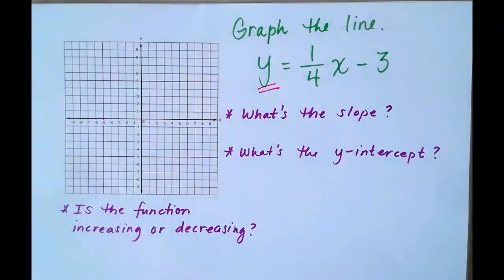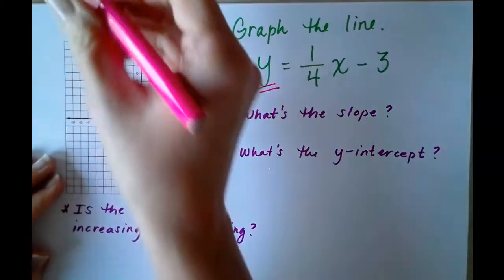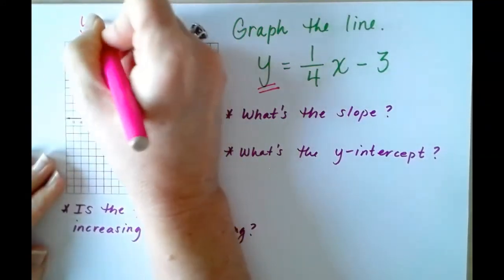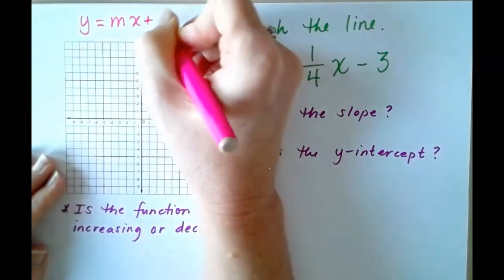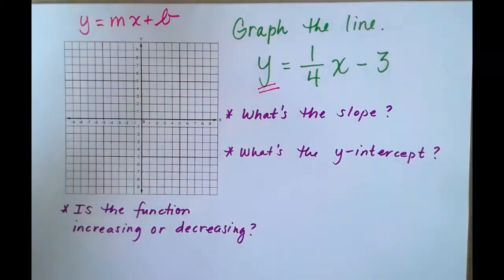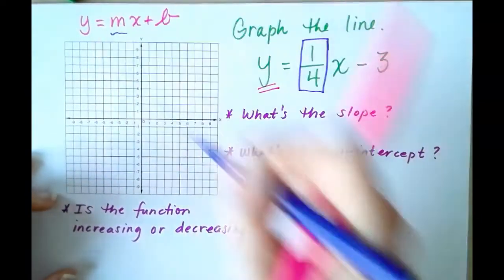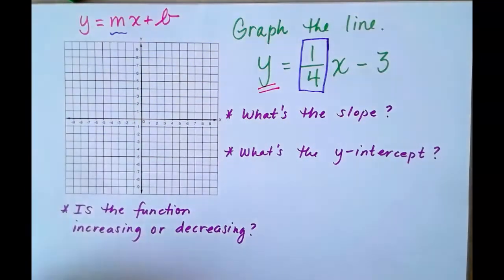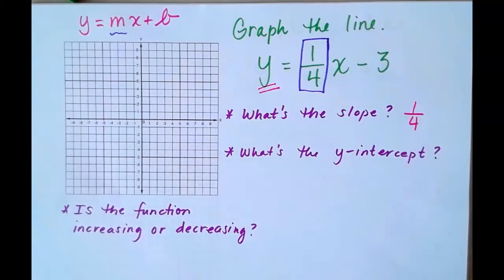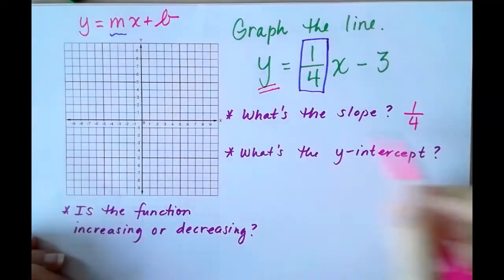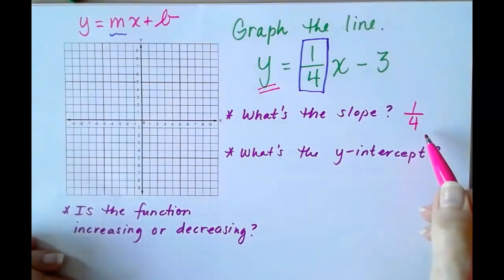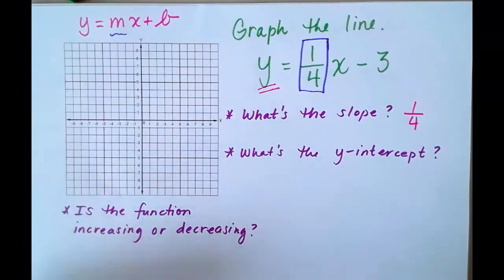So the first thing we need to know is, what is the slope? Well, if our slope-intercept formula is y equals mx plus b, whatever the coefficient of x is, that's our slope. So our slope for this line is 1/4. Remember from previous lessons that slope is the steepness of the line, or in terms of a ratio, it's rise over run. So our line is going to have a positive slope of 1/4. This will be an increasing function.